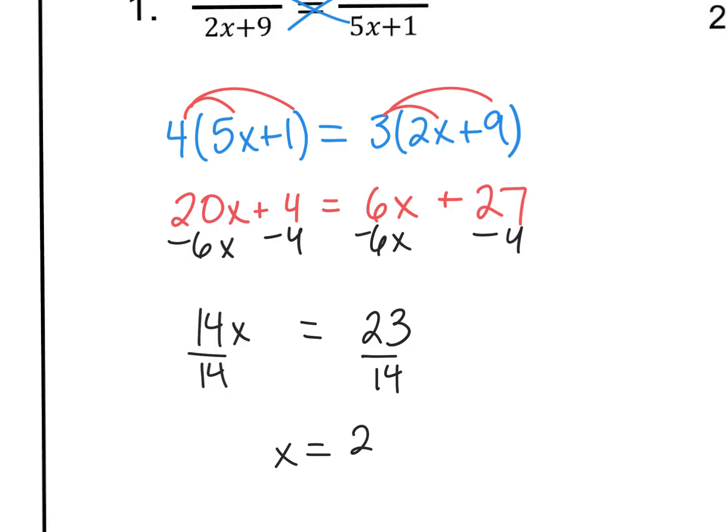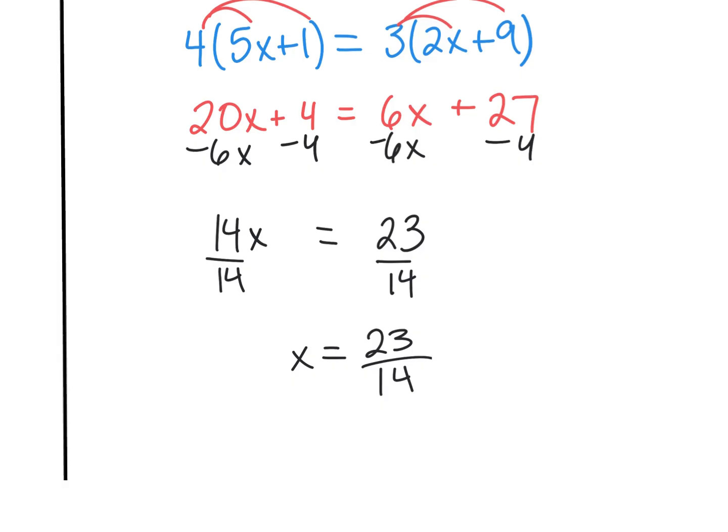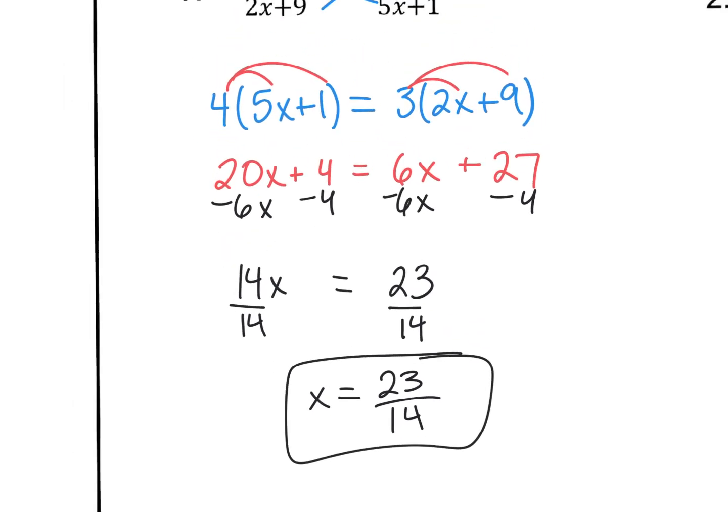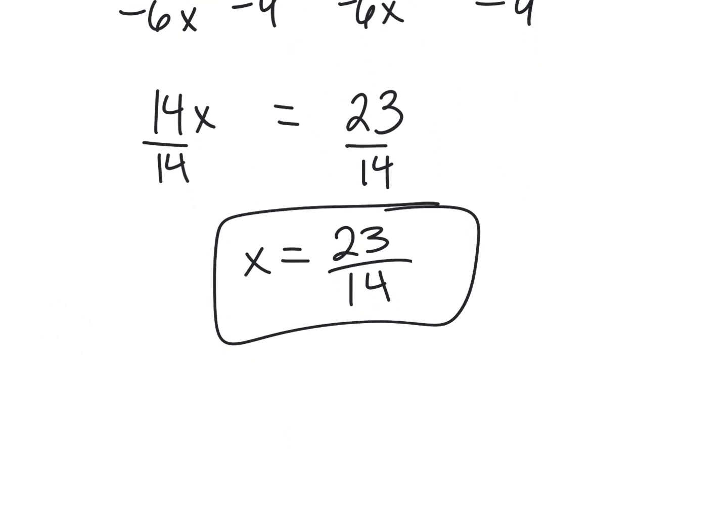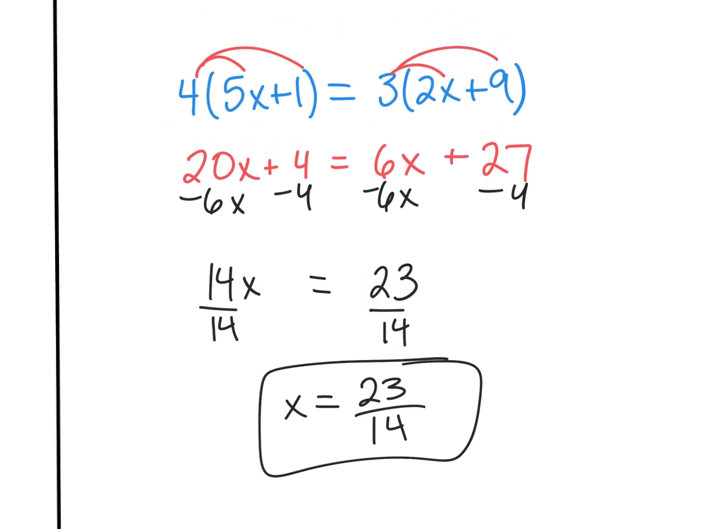And can I simplify 23 over 14? No. If you gave me the decimal, that's okay, but I'd honestly prefer that you leave it as a fraction. Sometimes we get ugly answers in Algebra 2, right? A lot of times we get an answer like this and we're questioning our life. Why is that not a whole number? Sometimes we have ugly answers. That's okay. This is correct.